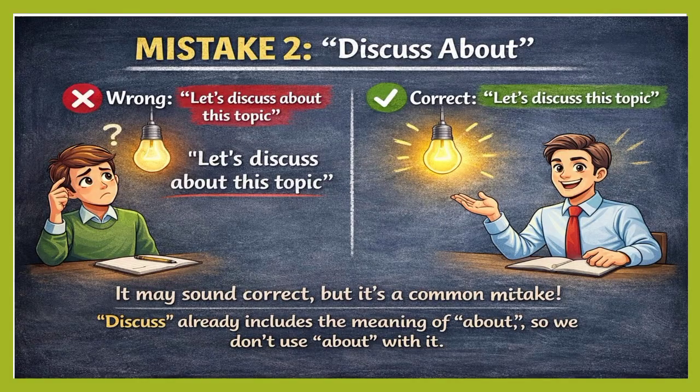Now let's talk about mistake number 2. That is, discuss about. Many teachers say, "Let's discuss about this topic," which is incorrect. It may sound correct, but it is a common mistake. Discuss already includes the meaning of about, so we don't use about with it. So when you say discuss about, you are actually repeating the same meaning twice. The word discuss already means to talk about something.